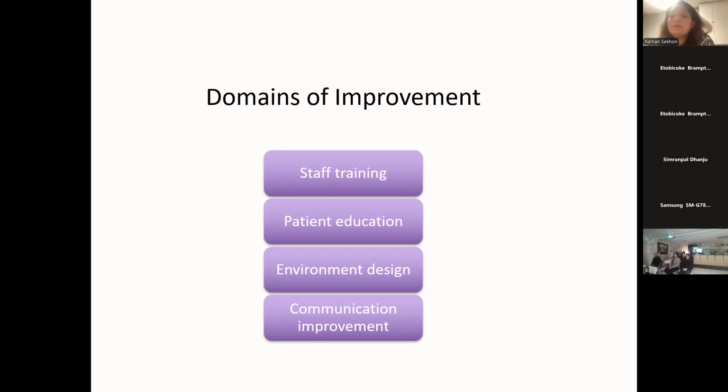Along with the above domains, there should also be flexibility of rules. Flexibility of rules means if a parent wants to stay with the child, he or she should be allowed to stay. If two parents are not allowed, at least one should be there with the child throughout the night.